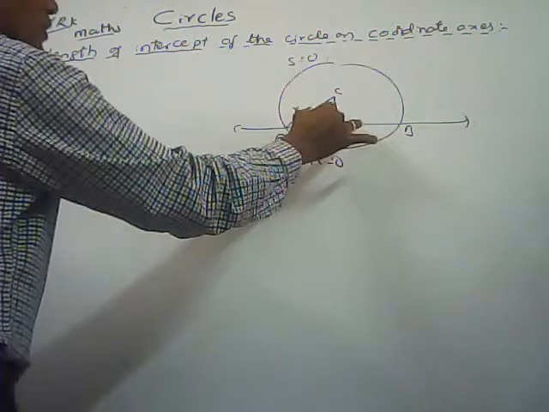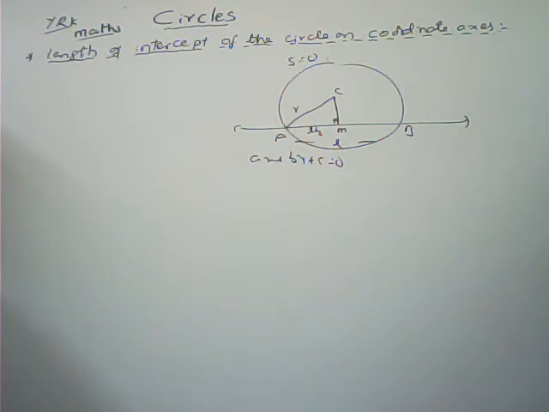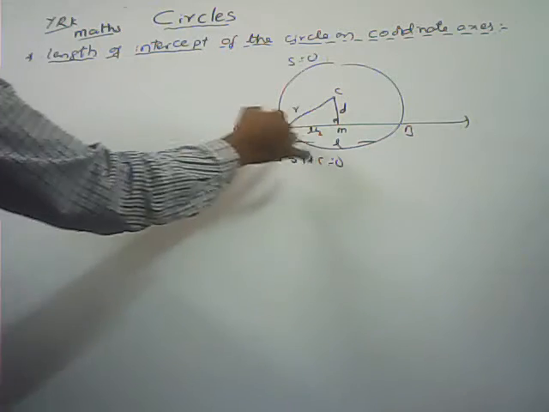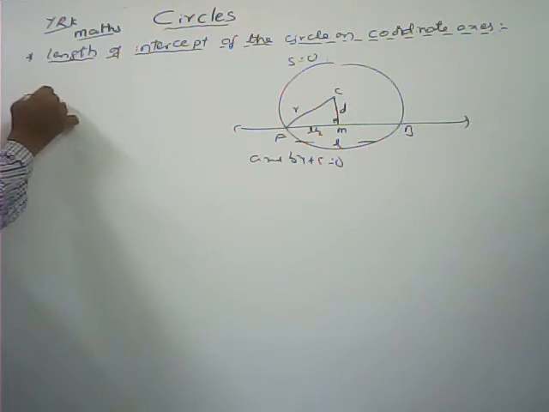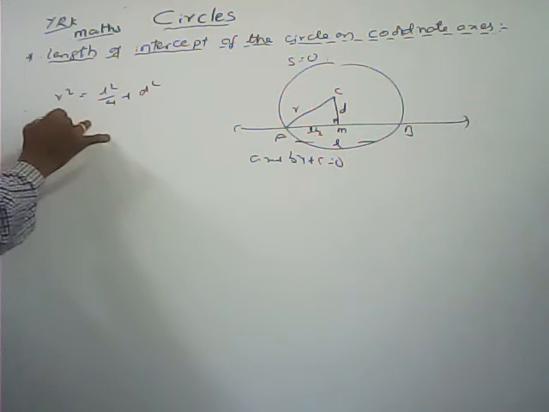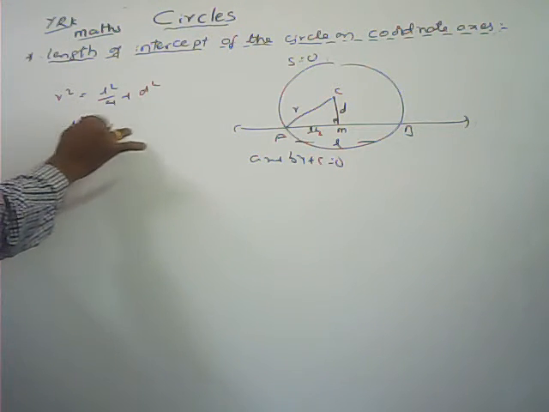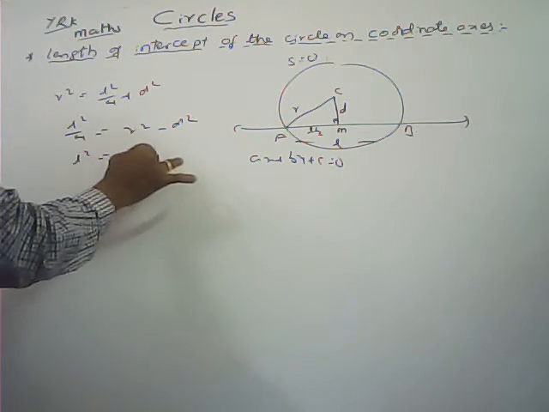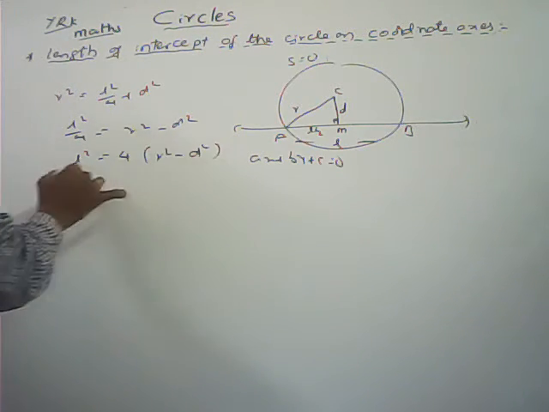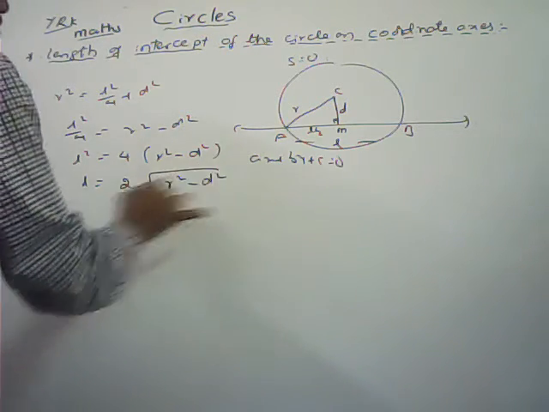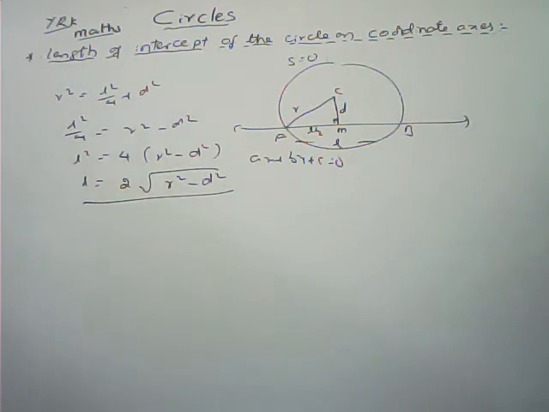The perpendicular drawn from the center to the chord bisects the chord. So this I am taking as d. What is the relation between the three? R square is equal to L square by 4 plus d square. So for the length of the chord, L we want. L square by 4 is equal to R square minus d square. L square is equal to 4 into R square minus d square. So L is equal to 2 root of R square minus d square. This is the length of the chord.